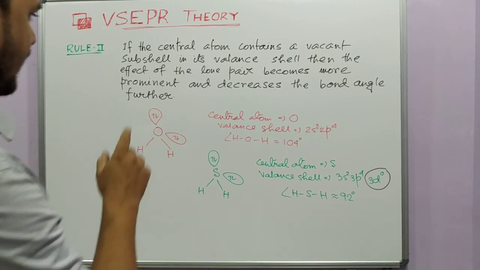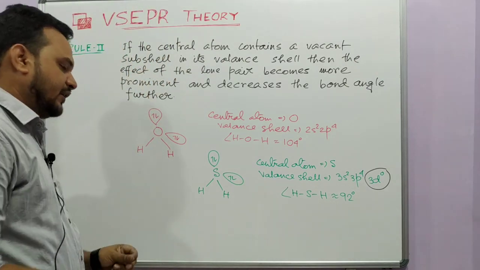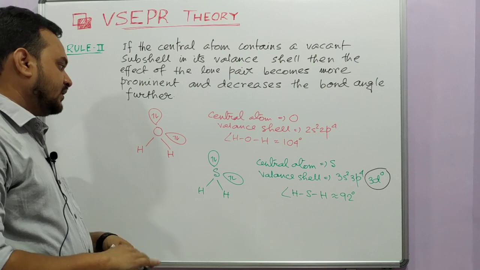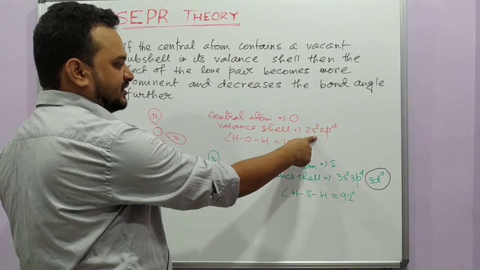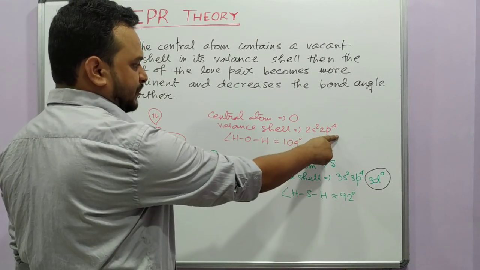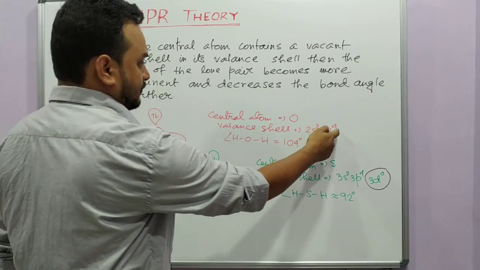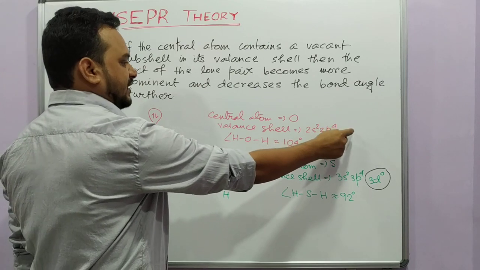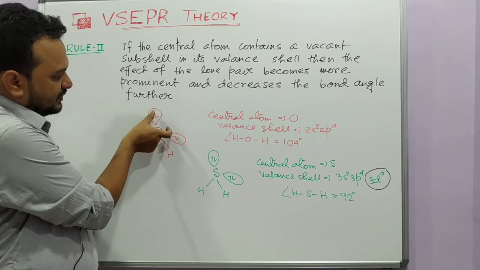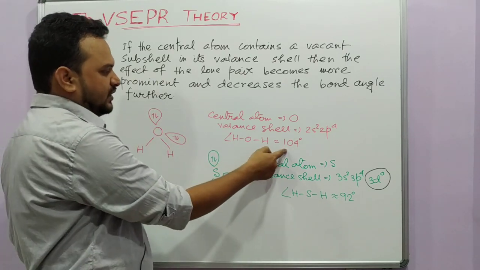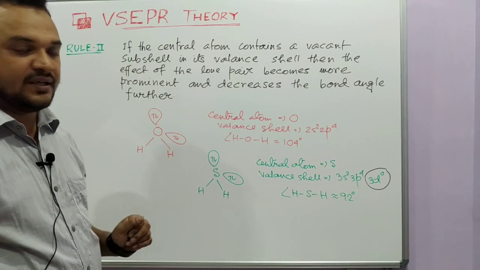Here I am giving you another pair of compounds as an example for this rule, that is water and hydrogen sulfide, or dihydrogen sulfide. For water, the central atom is oxygen, and the valence shell electronic configuration is 2s2 2p4. There is no vacant subshell in the valence shell, and that's why the deviation is only due to the greater lone pair repulsion, and it is only about 5 degrees, so 104 degrees. But when you come to dihydrogen sulfide, then what happens?